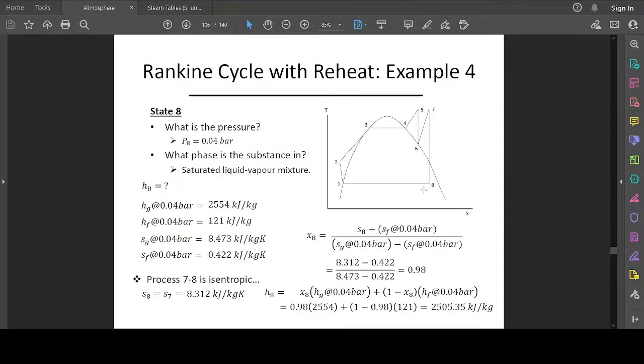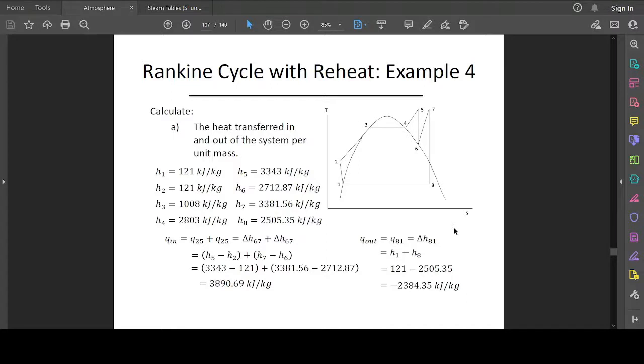So meaning that the pressure now is 0.04 bar, and the low quality steam here is a mixture of saturated vapor and saturated liquid. Because it's a mixture, we can find the quality if we know the entropy, as it is isentropic. Then if we find the quality, we can calculate the enthalpy at this point, taking into account the vapor phase and the liquid phase. When we do this, we now know the enthalpy at stage 8 and the entropy at stage 8, which is the same as the entropy at stage 7.